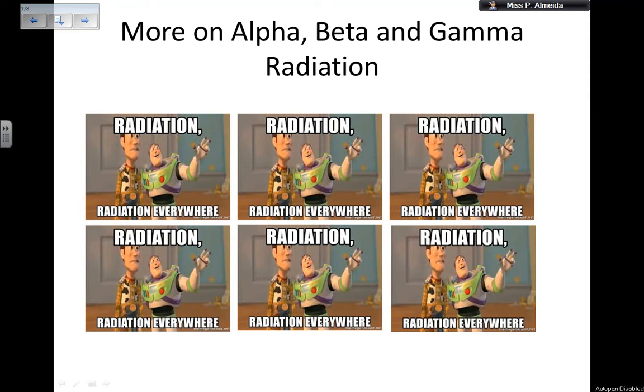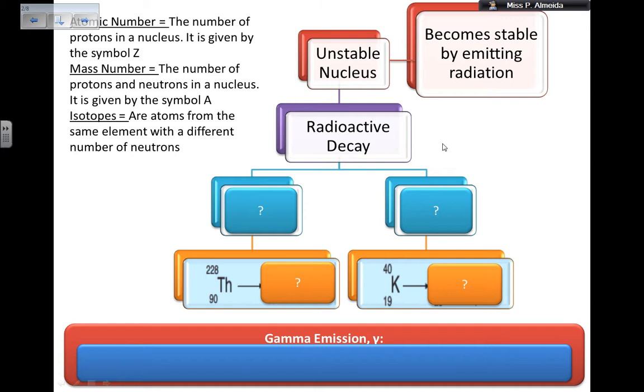Hey everyone, so I'm here again this time to tell you a little bit more on alpha, beta and gamma radiation. So we already know what they are and we even know how they decay. So I can have isotopes, which are atoms of the same element but with a different number of neutrons, and they can have a nucleus that is unstable, and they become more stable by emitting radiation.